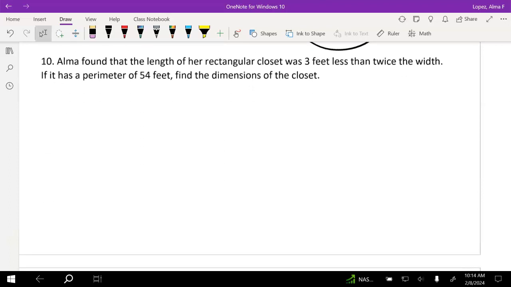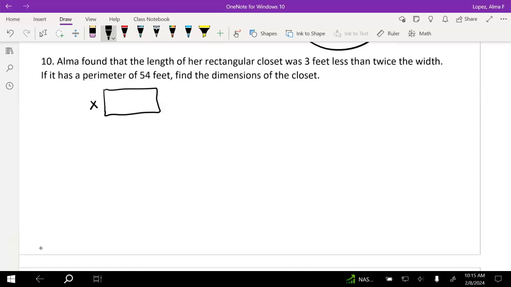Number 10, Alma found out that the length of her rectangular closet was 3 feet less than twice the width. If it has a perimeter of 54 feet, find the dimensions of the closet. Well, it's a rectangular closet, so we always give ourselves the first side. For the other side, I'm going to read that first statement again.